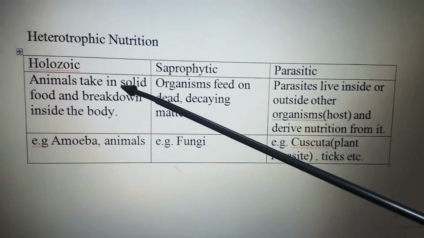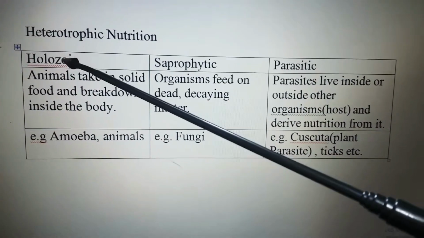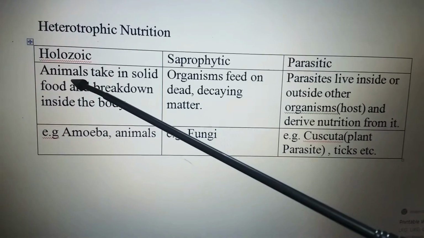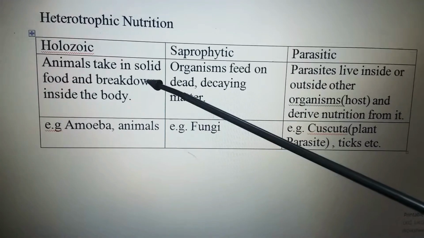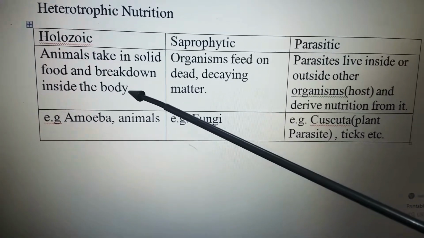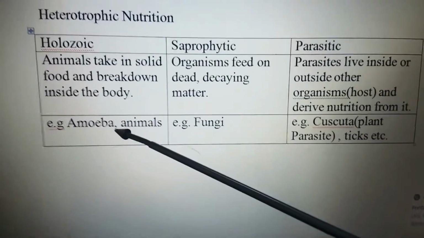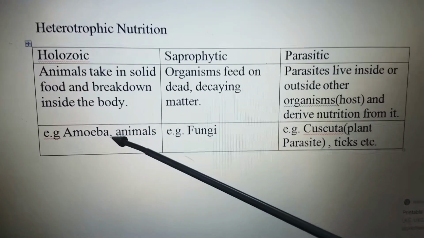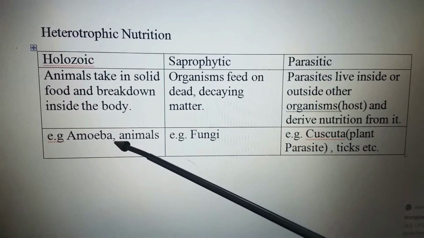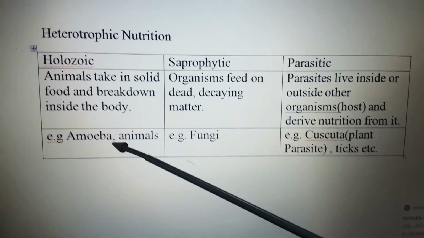In case of holozoic nutrition, holo means whole. So the animal in holozoic nutrition takes in the food and breaks it down inside the body of the organism. For example, amoeba, which we have already seen in the previous slides, exhibits holozoic nutrition.